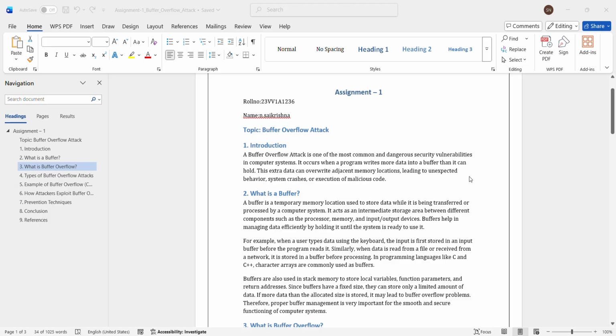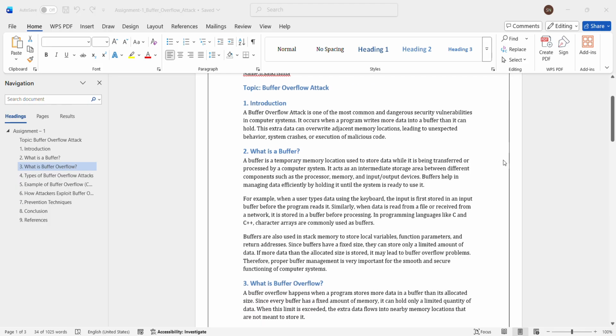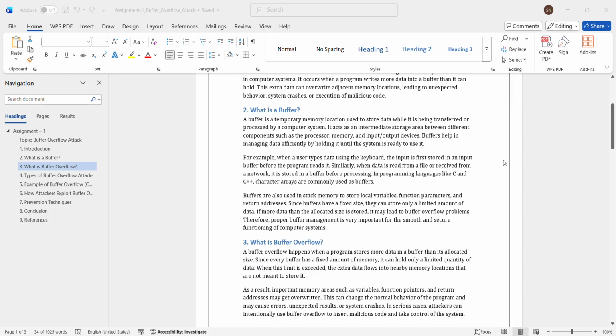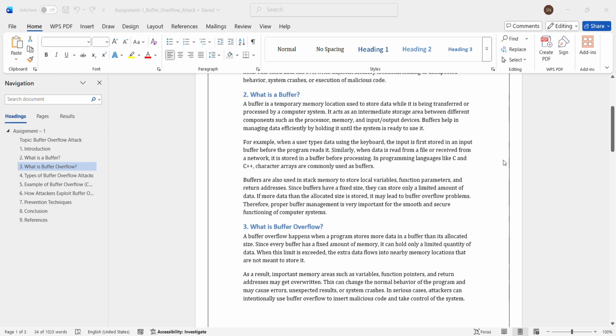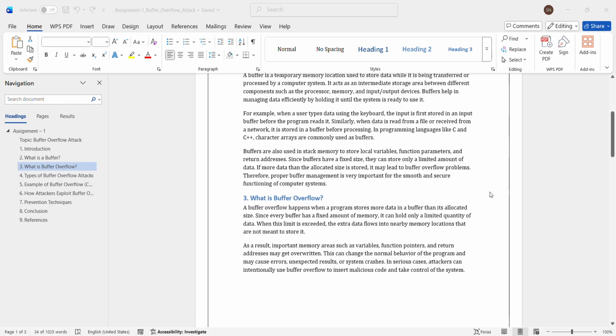What is buffer overflow? A buffer overflow happens when a program stores more data in a buffer than its allocated size. Since every buffer has a fixed amount of memory, it can hold only a limited quantity of data. When this limit is exceeded, the extra data flows into nearby memory locations that are not meant to store it. As a result, important memory areas such as variables, function pointers, and return addresses may get overwritten. This can change the normal behavior of the program and may cause errors, unexpected results, or system crashes. In serious cases, attackers can intentionally use buffer overflow to insert malicious code and take control of the system.